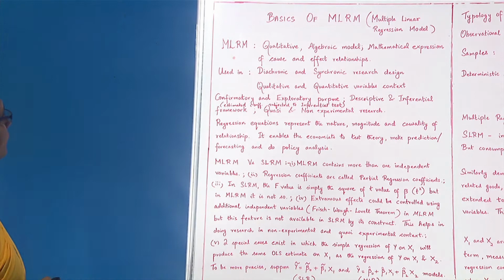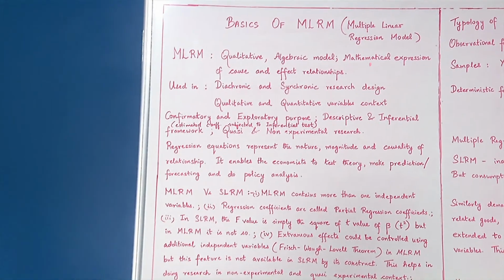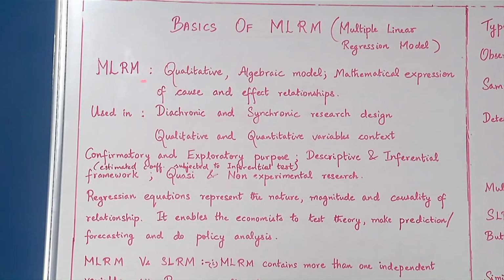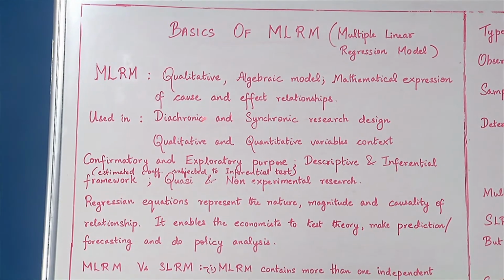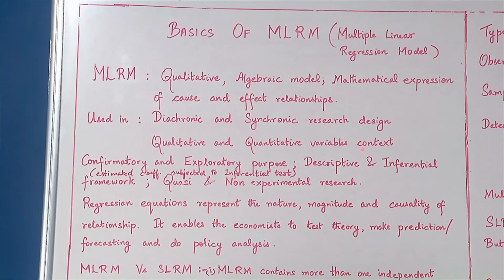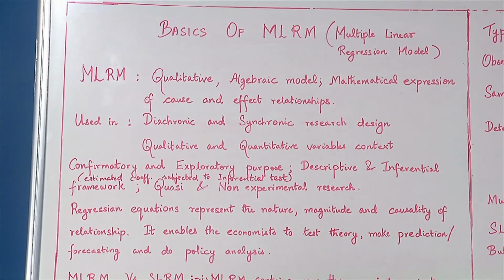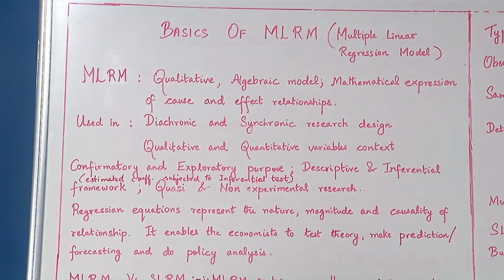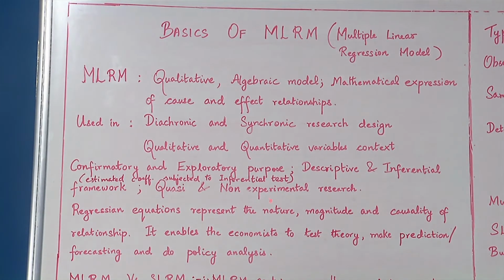So, if you see, a multiple linear regression model is a quantitative algebraic model. It is a mathematical expression of cause and effect relationships. So, it is used in diachronic and synchronic research design, qualitative and quantitative variables context as well, and it has confirmatory and exploratory purpose. If you look at this purpose, the estimated coefficient here is subjected to some inferential test. It is also used in descriptive and inferential framework, quasi and non-experimental research.